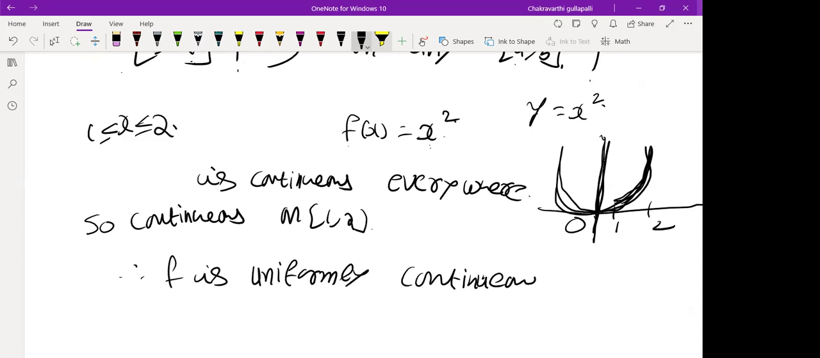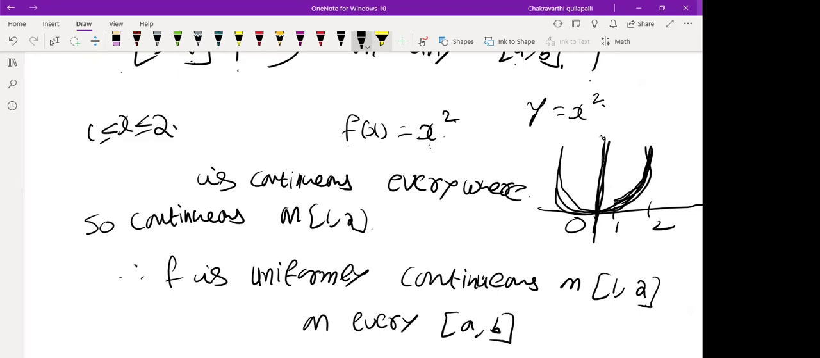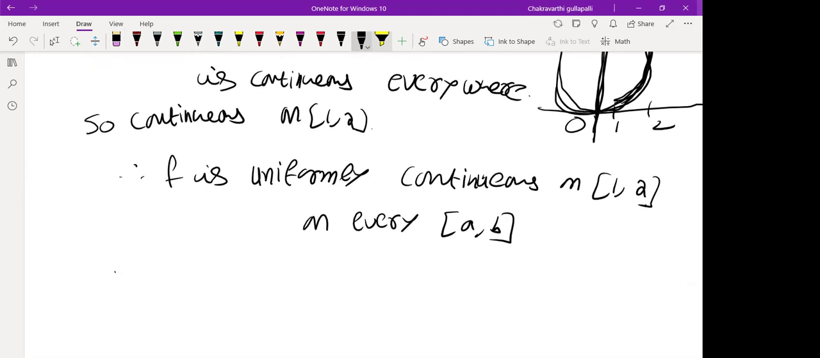On the interval 1, 5. On every interval. Not only 1, 2 or any interval. This is how you can escape doing it. How about f of x equal to 1 by x?